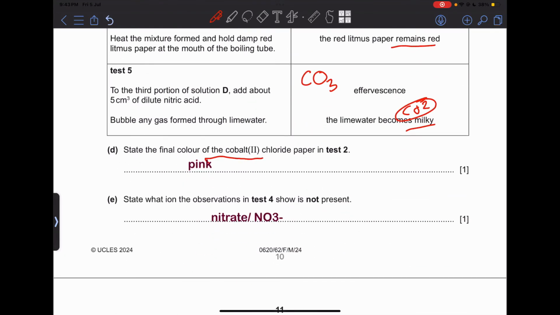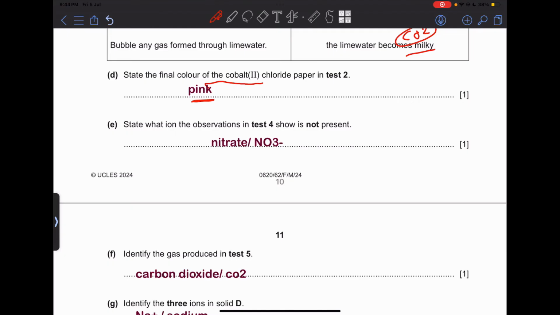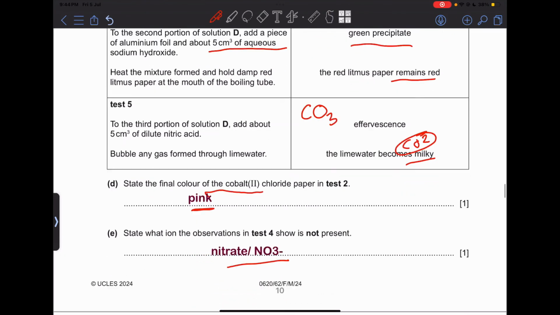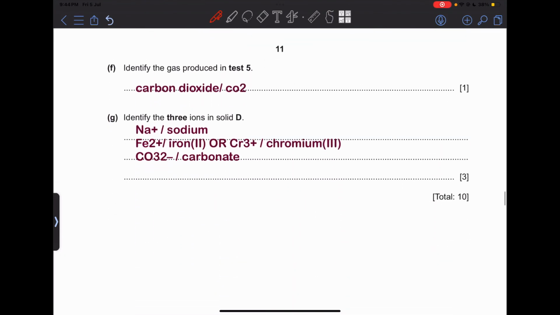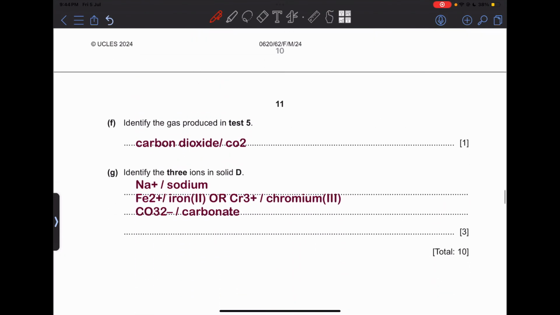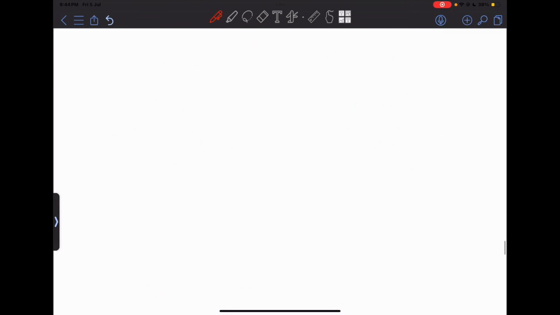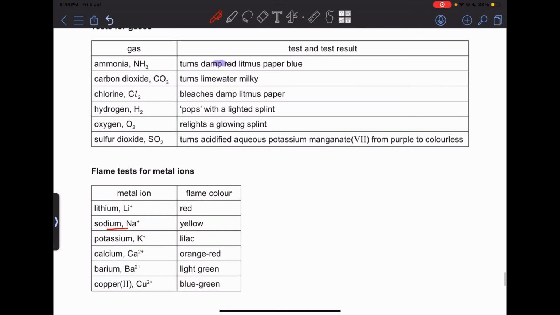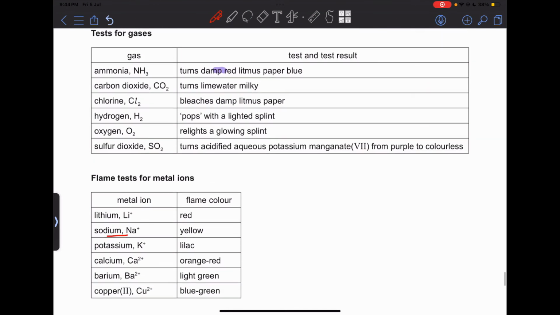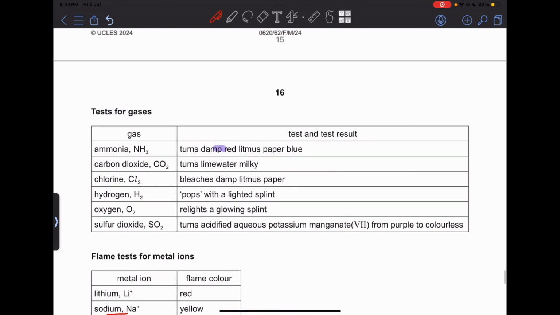So as I said, the final color should be pink of the cobalt 2 chloride paper. And state what ion the observations in test 4 show is not present. This was actually nitrate because, as I said, this was the test of nitrate. Identify the gas produced in test 5. This is actually carbon dioxide because at the back over here it says so, and we know that carbon dioxide will turn lime water milky over here.